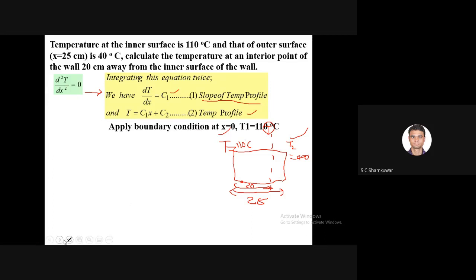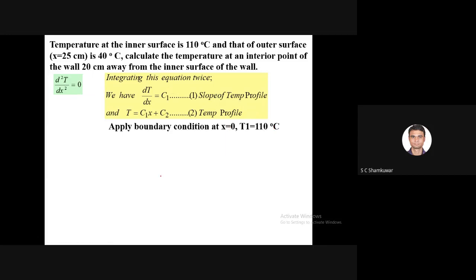So what is the first boundary condition? At x is equal to 0, the temperature is 110 degrees Celsius, isn't it? Because the given temperature at the inner surface is 110 degrees Celsius, which means x is 0. So at x is 0, what is the temperature? 110 degrees Celsius. Understood? So you can apply this boundary condition to equation 2.